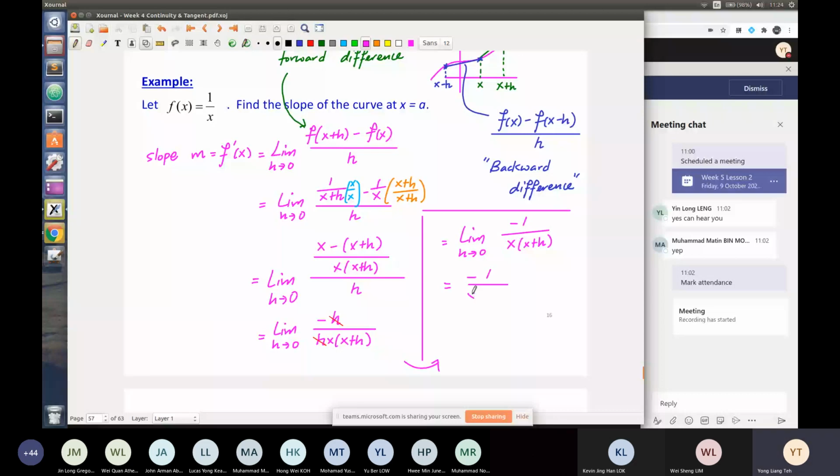Maybe I just write one more step. And this is really minus 1 over x squared. So hence, indeed, my slope, f prime of x, is just minus 1 over x squared.